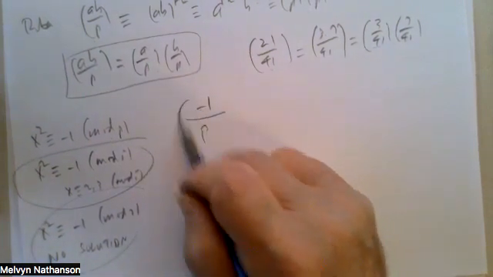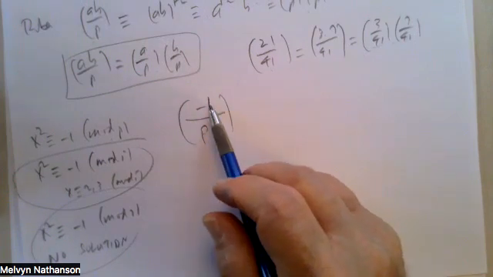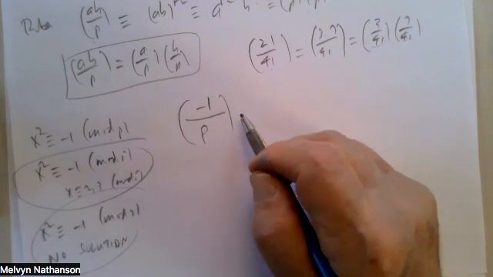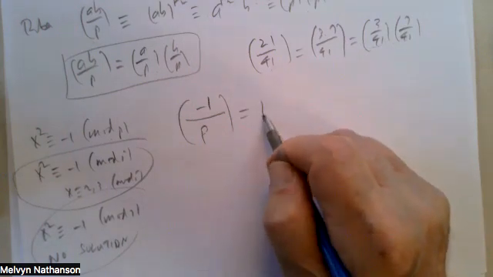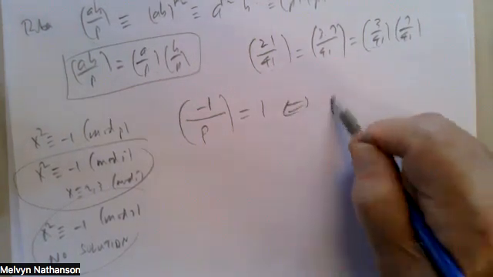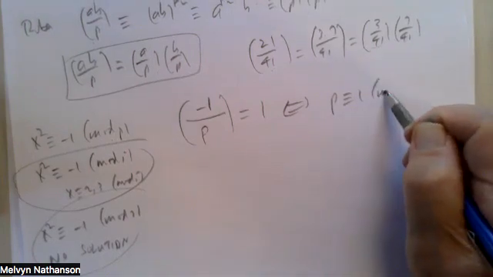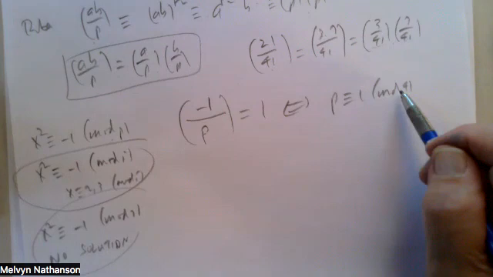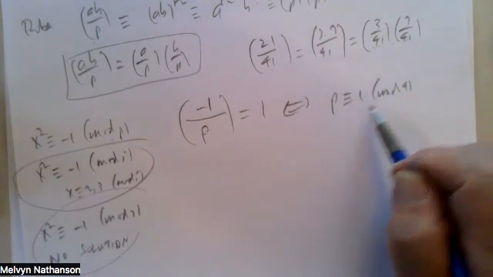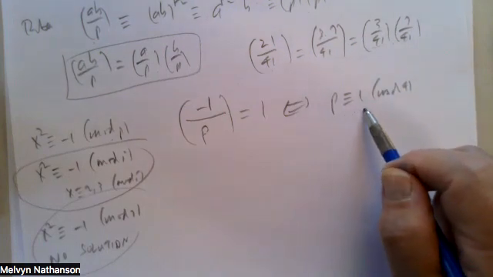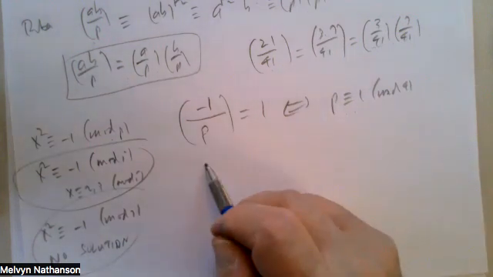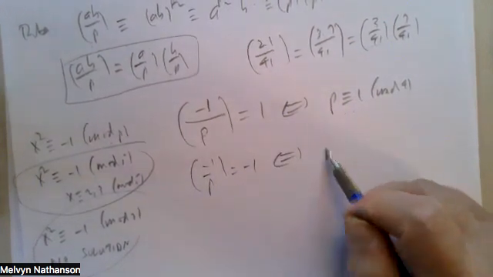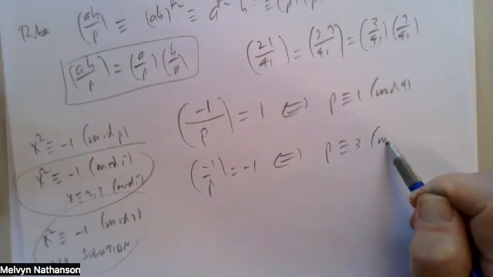It says minus 1 over P. When is minus 1 a quadratic residue mod P? When can you find the square root of minus 1? This is equal to 1 if and only if your prime is congruent to 1 mod 4. I mean, if you take a prime number and divide by 4, you get a remainder of 1 or 3. Minus 1 over P is minus 1 if and only if P is congruent to 3 mod 4.